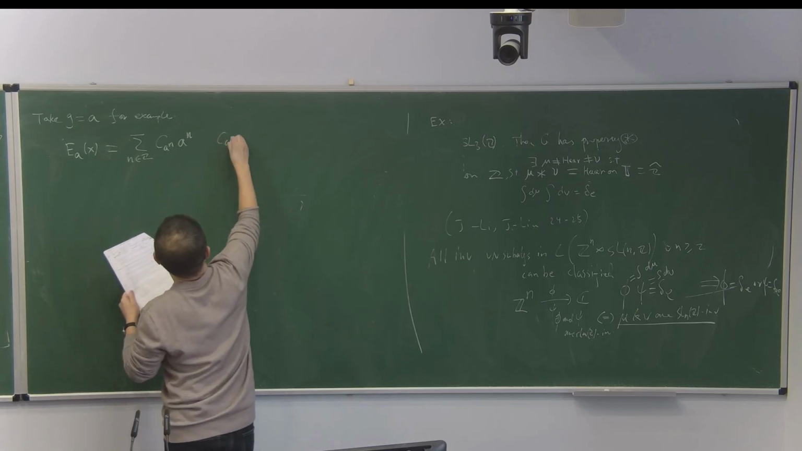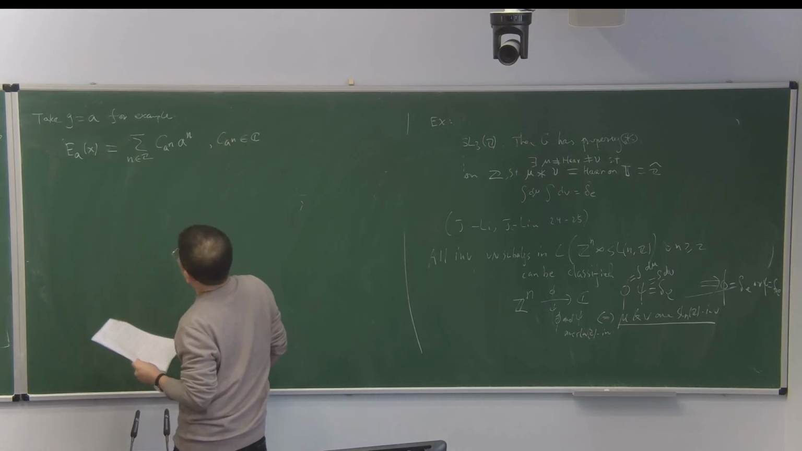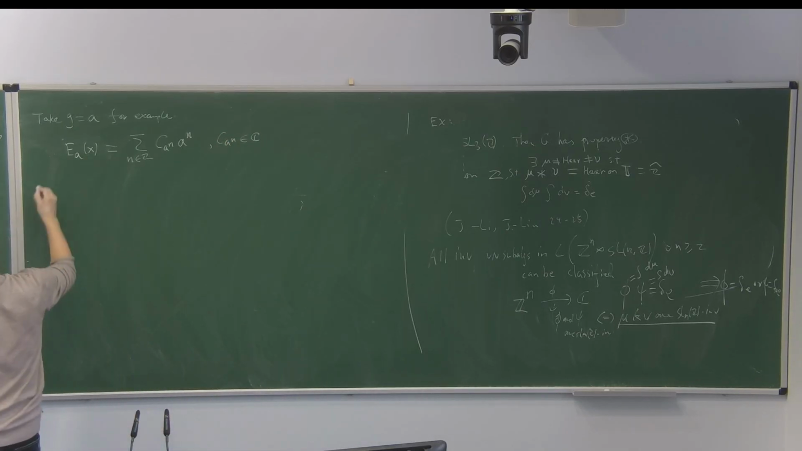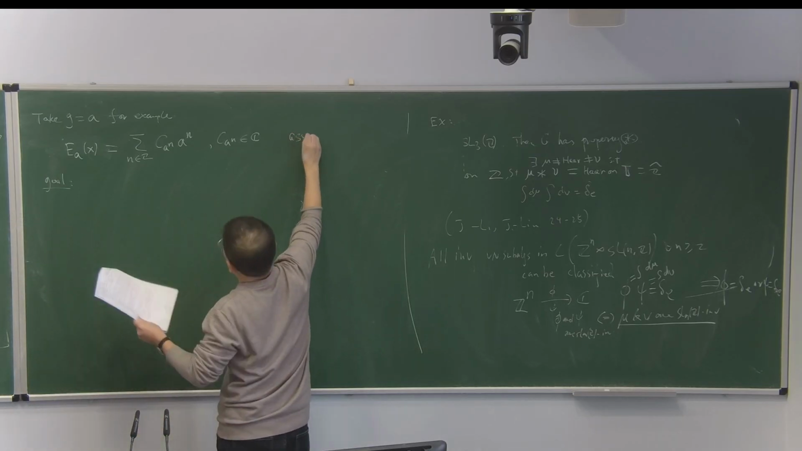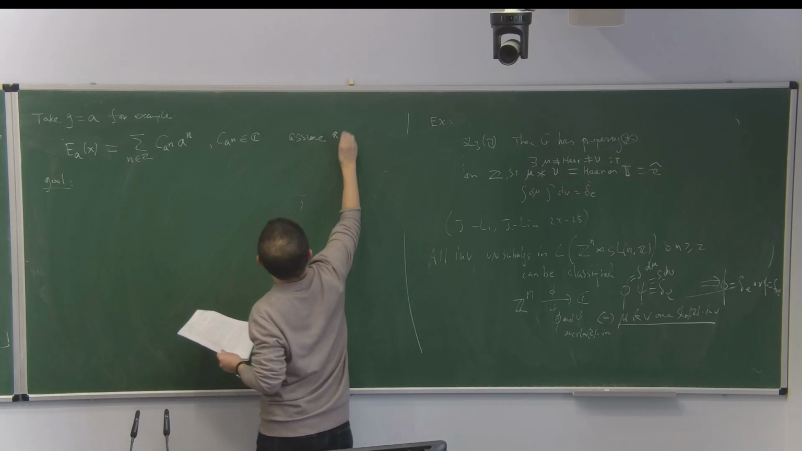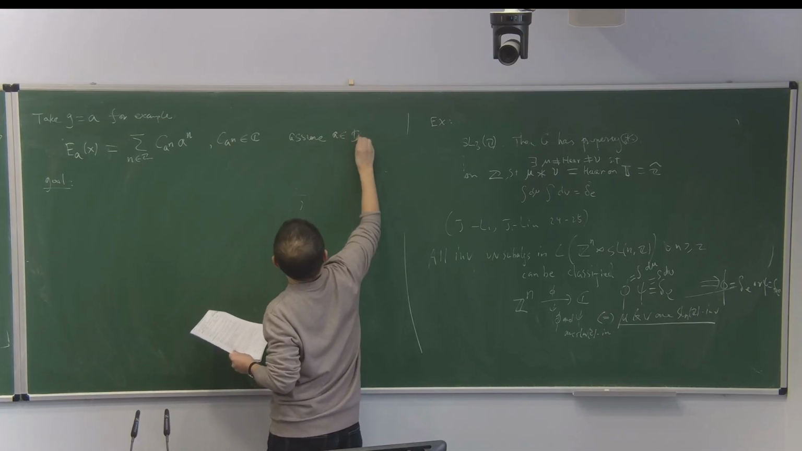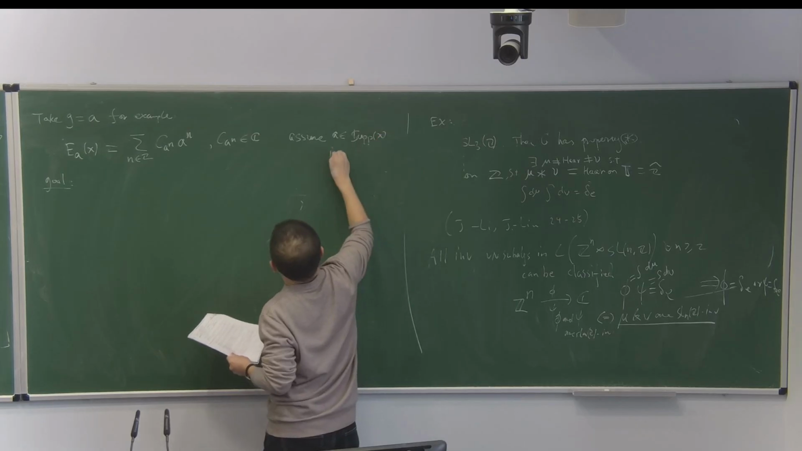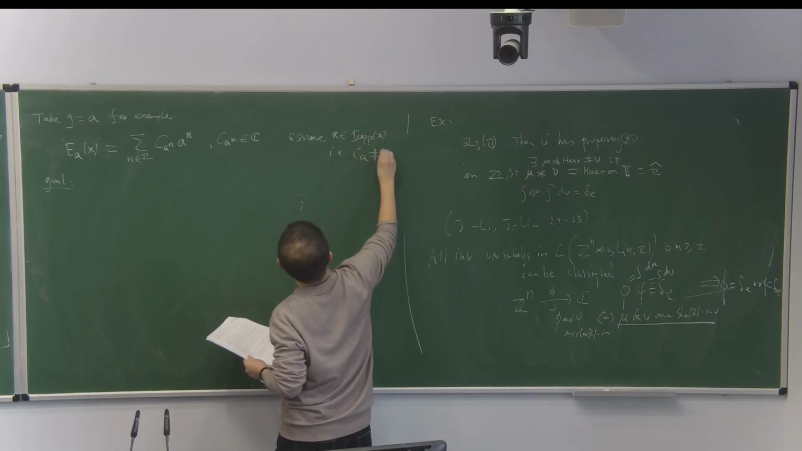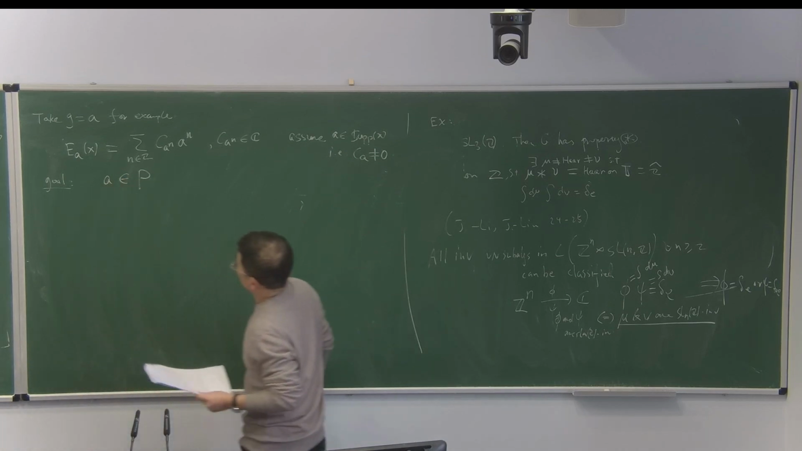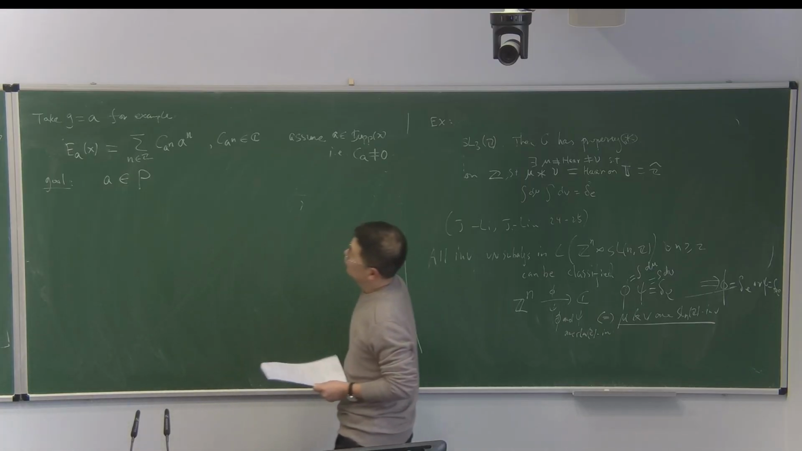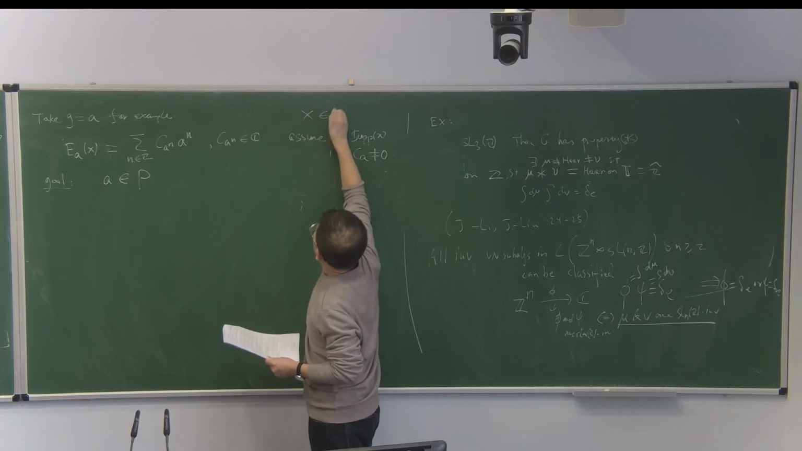The c_A lies in C, X lies in P. The goal is to show, let's assume once again that A lies in the support of X. So this means c_A is non-zero. The goal becomes to show that A lies in P. X lies in P.